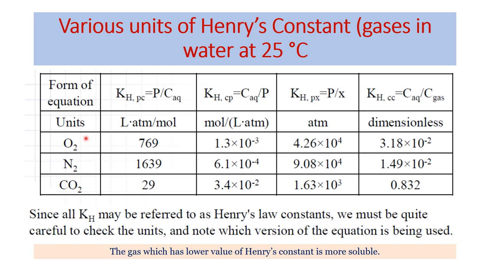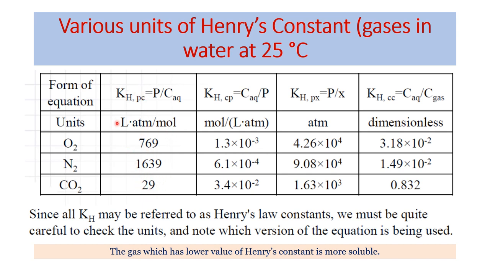Now let us see the comparison of the three major gases that are there in the atmosphere and which are needed for us as human beings. The first is oxygen, then nitrogen, and then carbon dioxide. We all know nitrogen is the major component of the atmosphere, around 75 to 80% of the atmosphere. But when we talk about the solubility of these gases in water, we see nitrogen has a high K value, oxygen has the next, and then carbon dioxide.